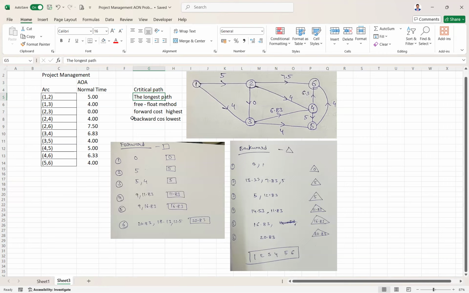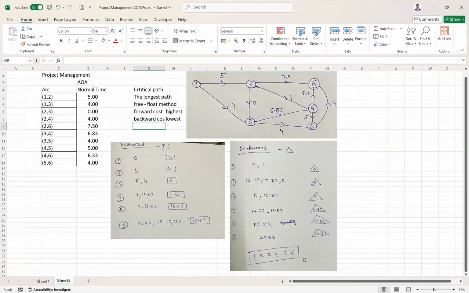But here we are doing it using the float method. We calculate the forward cost and the backward cost of the entire project, and depending on that we get the critical path. So the ultimate critical path is 1, 2, 3, 4, 5, 6. How did we reach here? Just follow my cursor for this. 1, 2, 3, 4, 5, 6 is where I am pointing. That is the ultimate critical path. It is the longest path of this entire activity.